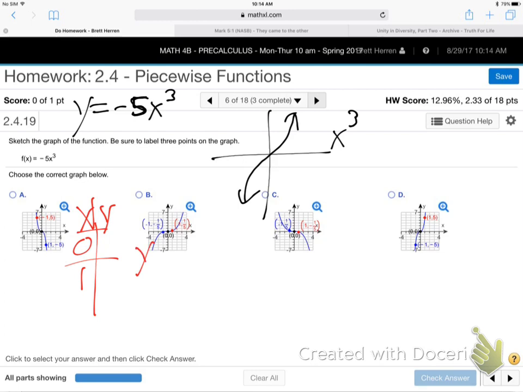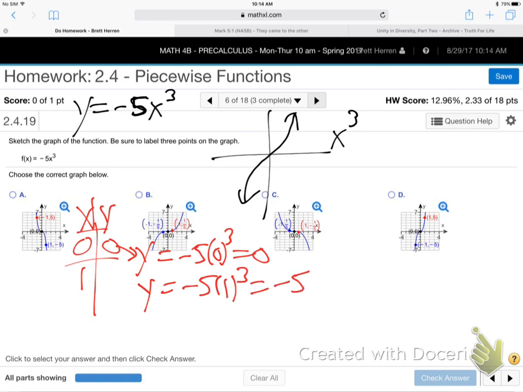So let's plug in minus 5 times 0 cubed, which is just 0. So 0, 0. Okay. Let's plug in 1. Minus 5 times 1 cubed, which is just minus 5. So put that on the graph. 0, 0. There it is. Over 1 down 5. 1, 2, 3, 4, 5 right there. So I got 2 dots.